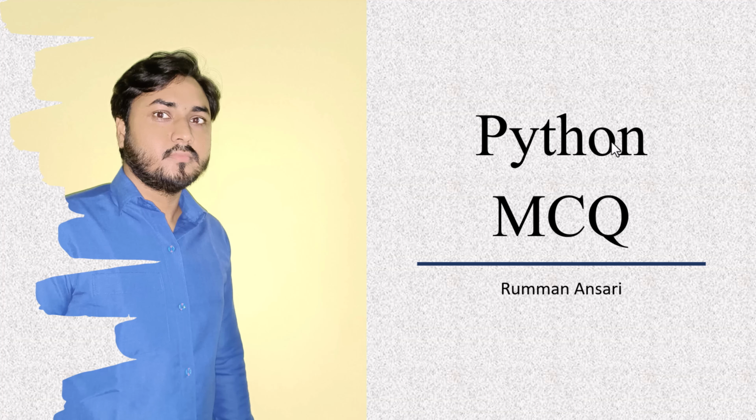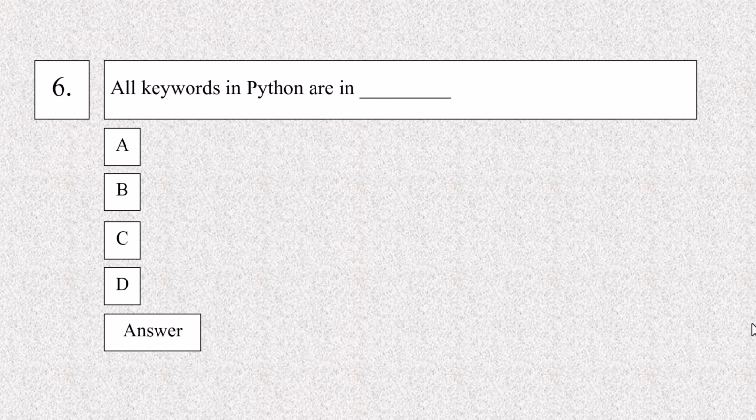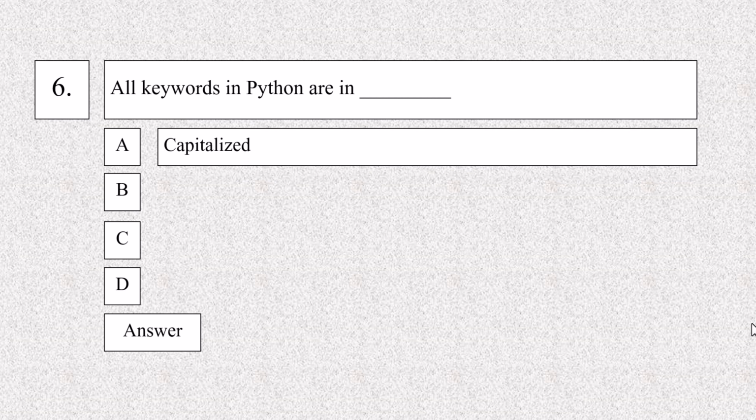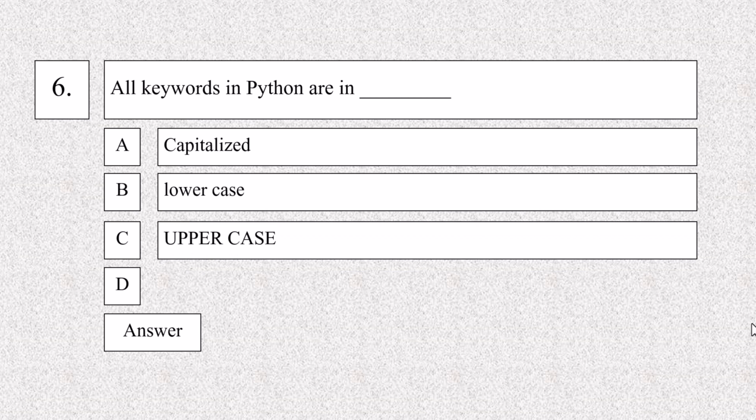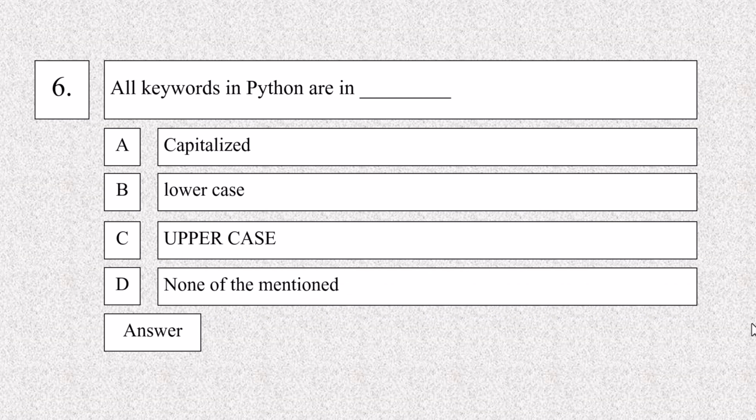So let's start. The question is, all keywords in Python are in dash. Option A, capitalized. Option B, lowercase. Option C, uppercase. Option D, none of the mentioned. So the answer will be option D, none of the mentioned.